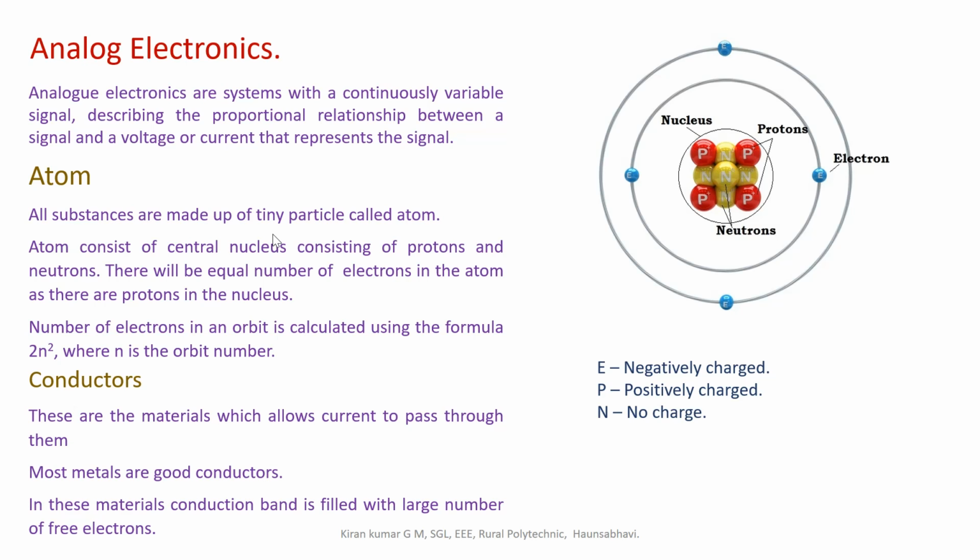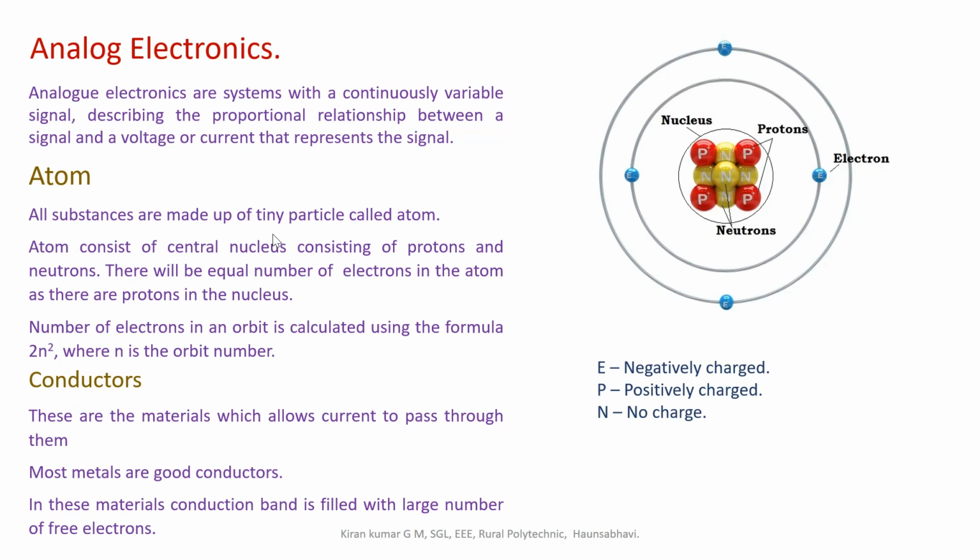Coming to the conductors. You may all know about conductors and insulators. Conductors, in the sense electrical conductors, are the materials which allow the current to pass through them. Examples of these conductors are almost all the metals like silver, gold, copper, aluminium, iron, and even there are gaseous conductors and liquid conductors.